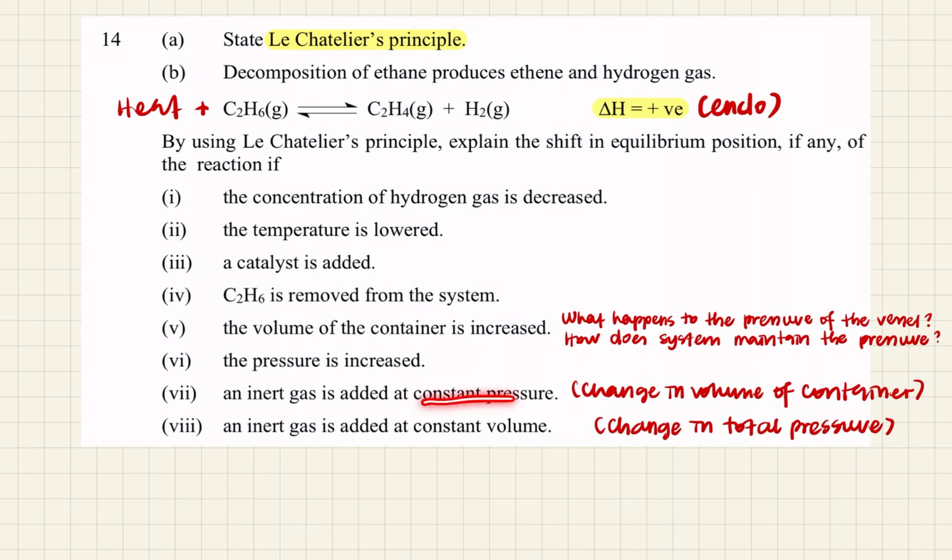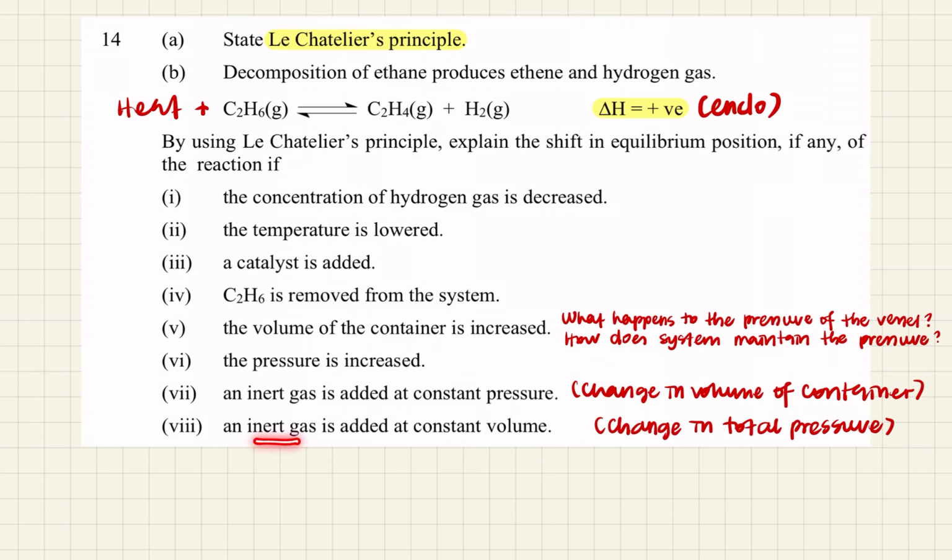Punya pressure remains constant. So the reaction will proceed in the direction that will produce more number of moles to increase the pressure balik. Alright, so that means it will shift to the right. Alright, so that will re-establish the equilibrium of your system.